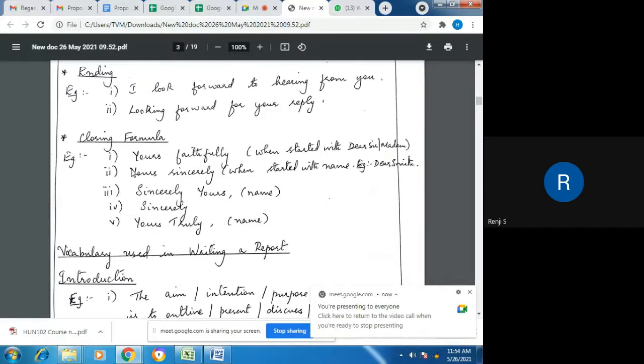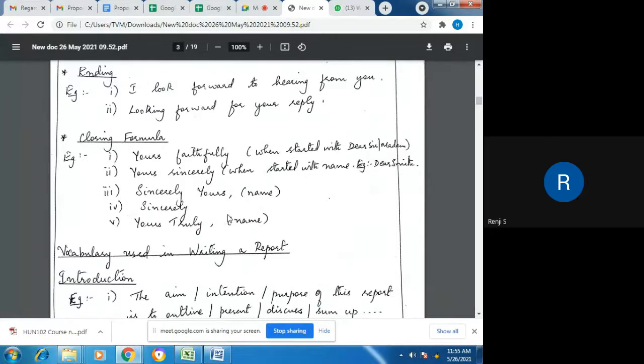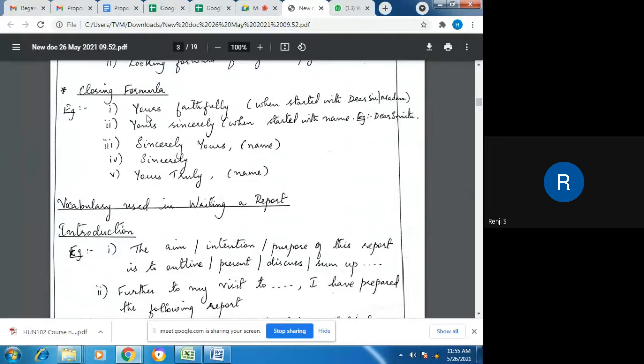Now, the closing formula, we were speaking about the closing formula. We can use yours faithfully, yours sincerely, etc. When we start with "Dear Madam or Sir," etc., we can use yours faithfully. And if you're writing to a single person whom you're not that close to, but who is at a higher degree, then you can write yours sincerely. Or in another form, instead of yours faithfully or yours sincerely, you can write sincerely yours, or sincerely with your name following, or yours truly. These are some of the closing formulas that you can use.